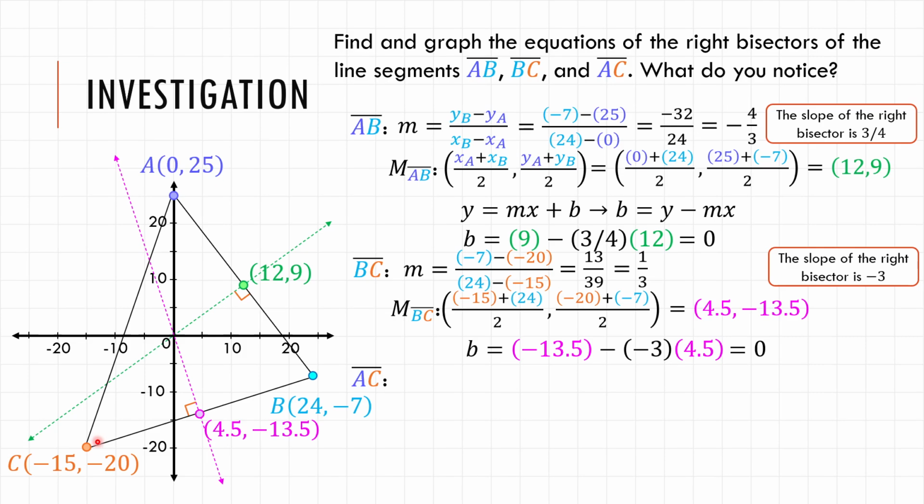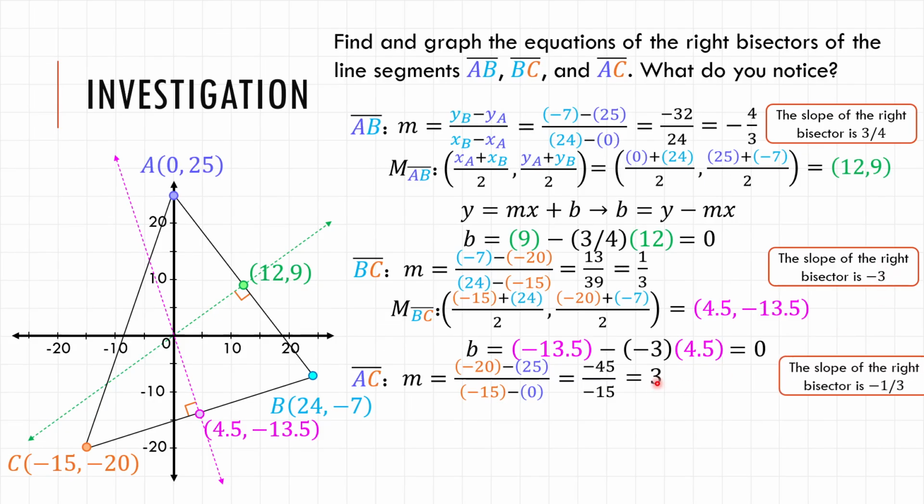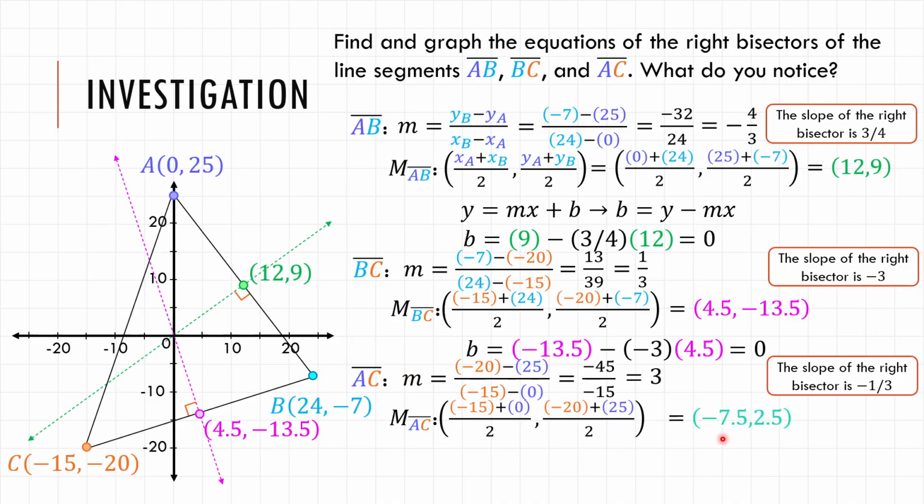Finally, for AC, the slope of the line is 3, so the slope of the right bisector would be negative 1/3. The midpoint can be found by averaging those x and y values, and that is those coordinates right there, negative 7.5 and 2.5. And I can use, again, the same formula here, b equals y minus mx. I'll plug in the slope, the y value, the x value to get 0. This also goes through the origin, just like that.